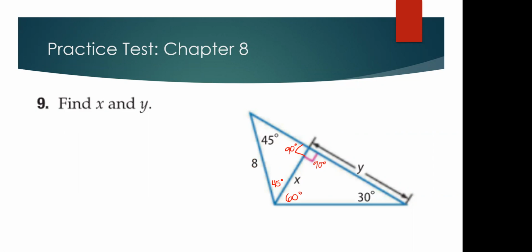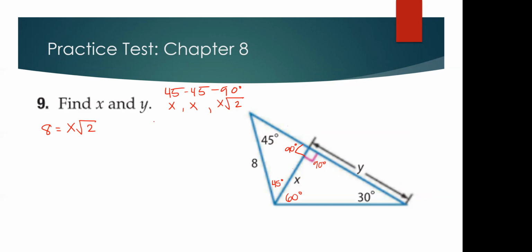So for the 45, 45, 90-degree triangle, the relationship is x, x, and then x times the square root of 2. Okay, so we know that the hypotenuse is equal to 8, and the relationship is x times the square root of 2. So then what we're going to do is solve for x, and that would give us the length of both of these sides, and we're looking for x, so that's what we need.